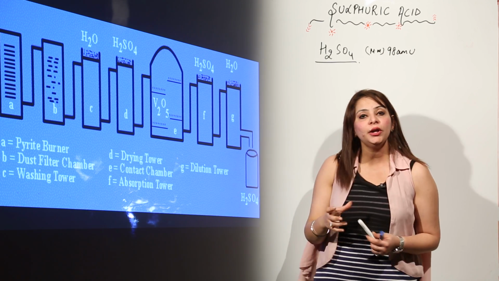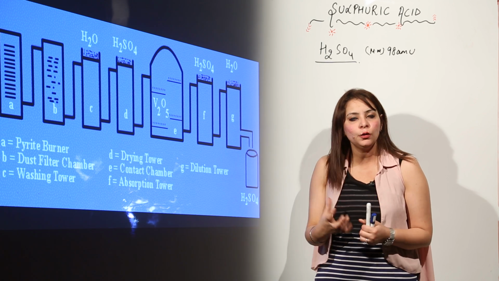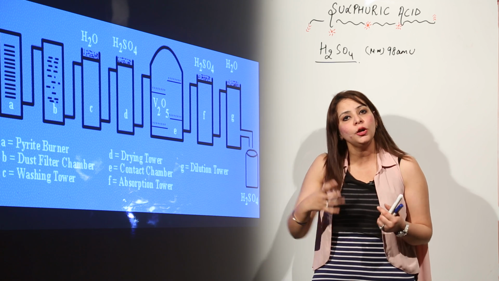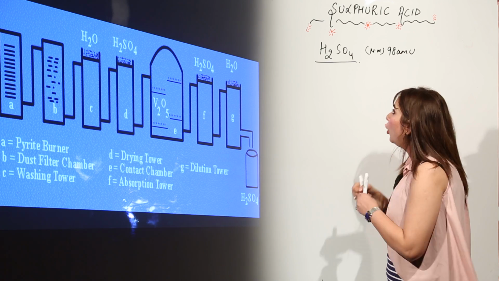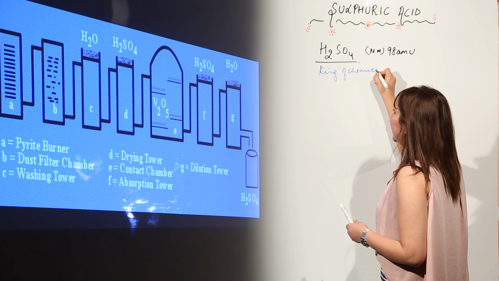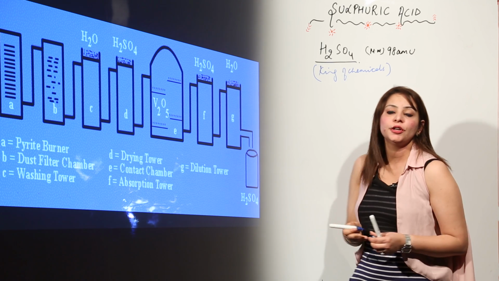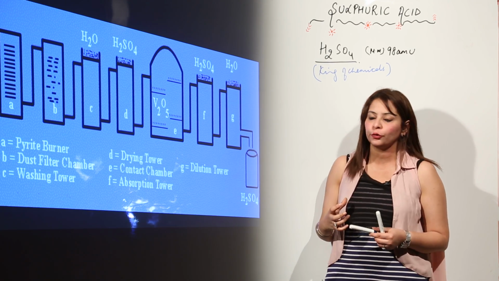And you know that sulfuric acid is called the king of chemicals because it is of great advantage, almost all industries use it. So it is called the king of chemicals. If somebody asks you to state the king of chemicals, it should strike your mind that it is our sulfuric acid, that is H2SO4.